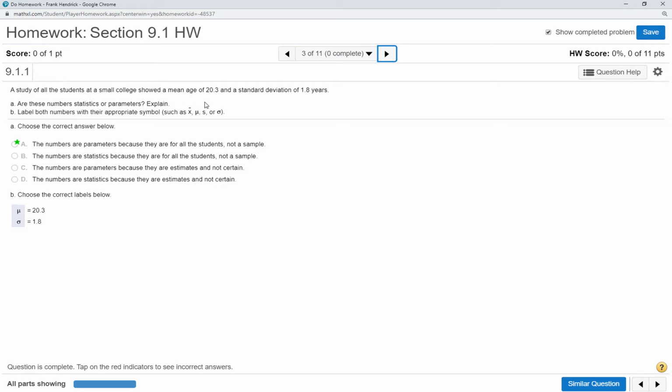A study of all students at a certain college showed a mean age of 20.3 and a standard deviation of 1.8. The numbers or parameters are for all students, not a sample. Choose the correct symbols. So they're showing mu for the population mean and sigma for the population standard deviation. A survey of 100 random full-time students at Lush University showed that the mean was 10.4 and the standard deviation was 1.5. These are statistics, because they represent a sample of students, not all students. X bar for the mean and S for the sample standard deviation.